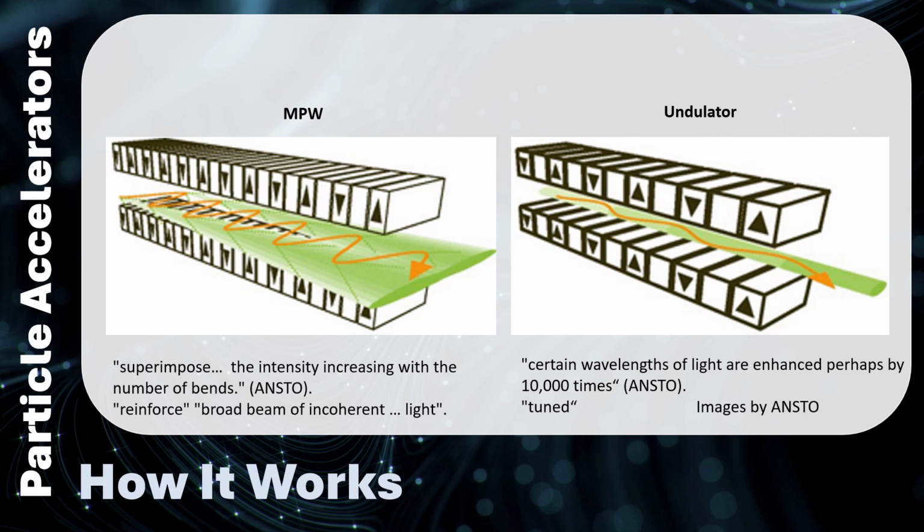The second device is an undulator. It keeps the same alternating magnets but with less power and at larger intervals, causing gentler ripples in the electron bunches, and thereby gentler changes in the synchrotron light. The cones of coherent light produced by the undulator superimpose and interfere in such a way that certain wavelengths of light are enhanced by perhaps 10,000 times. By varying the gap between the magnets, the wavelength that gets amplified can be tuned to a specific value. The undulator also keeps the beam narrow, whilst the wiggler widens the beam.